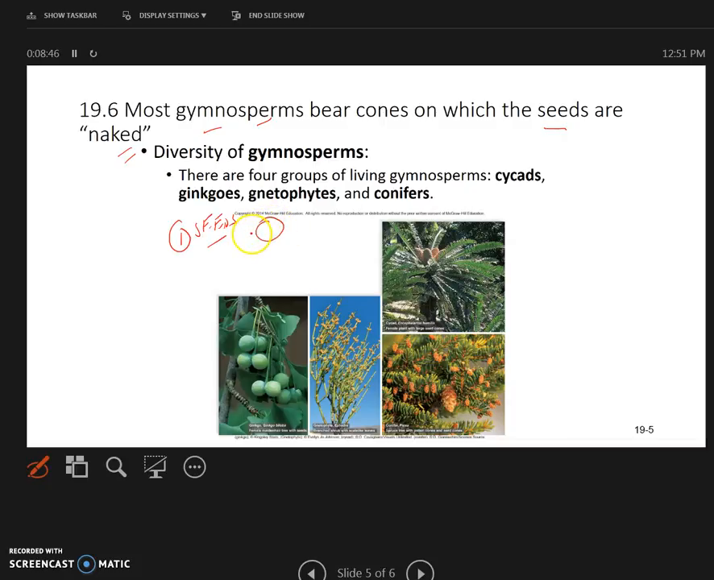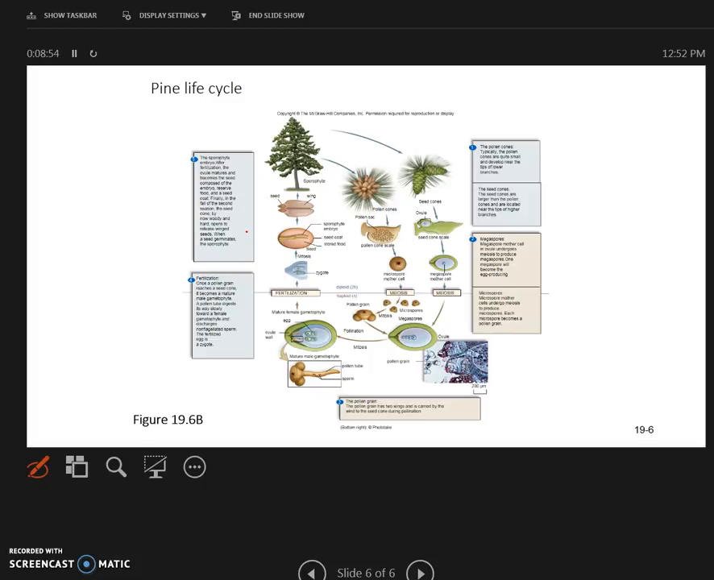There's a huge amount of diversity, as we know, but we are going to focus on the conifers, or the pine. So here's the life cycle of the pine. It is more complicated. So the sporophyte, of course, is the dominant generation that you see. Why? Because it is diploid. Remember, if it's diploid, it's a sporophyte.